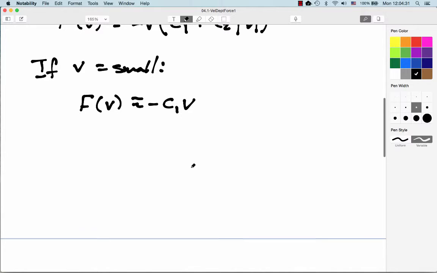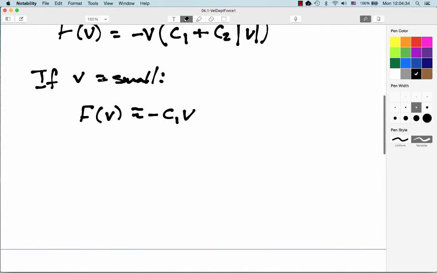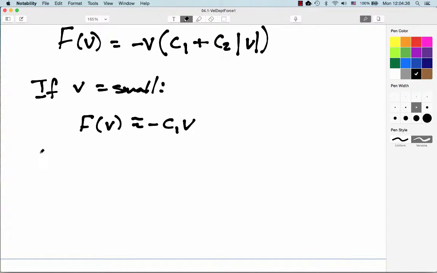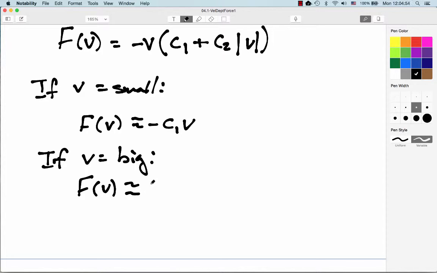By the same token, if our velocity is large, the linear term won't contribute much compared to the quadratic term, and so then we can get away with approximating it as, now here we've got to be careful, plus or minus C2v squared, and we choose the sign that opposes the motion.